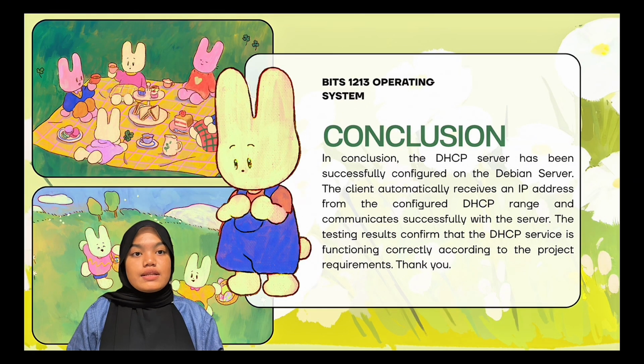In conclusion, the DHCP server has been successfully configured on the Debian server. The client automatically receives an IP address from the configured DHCP range and communicates successfully with the server. The testing result confirmed that the DHCP service is functioning correctly according to the project requirements.